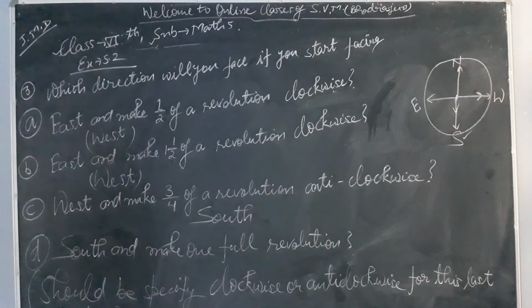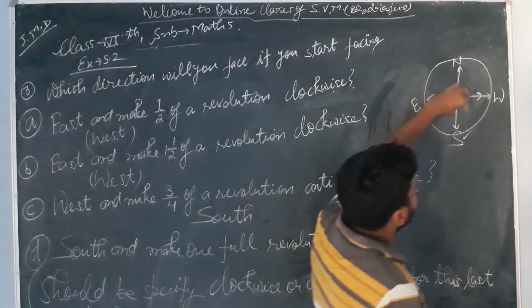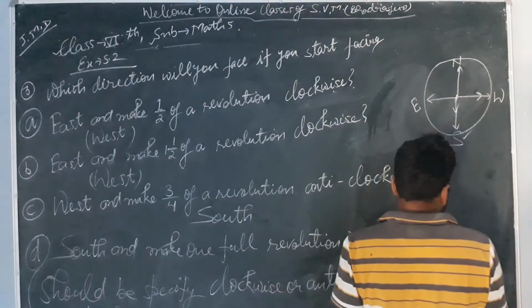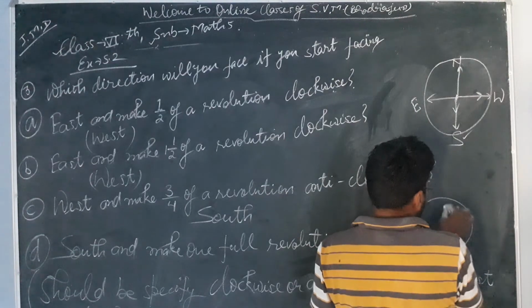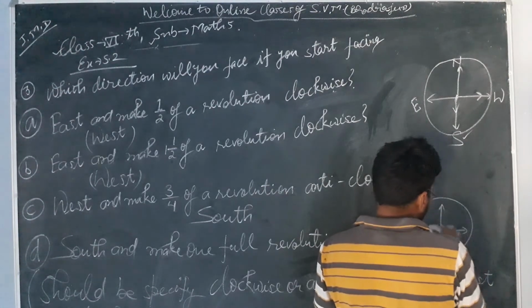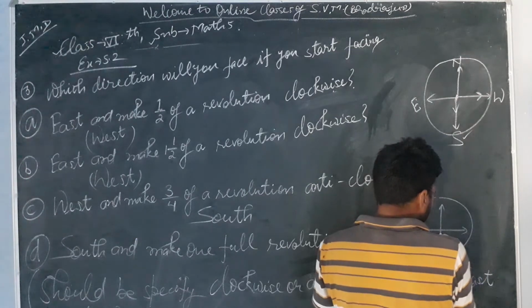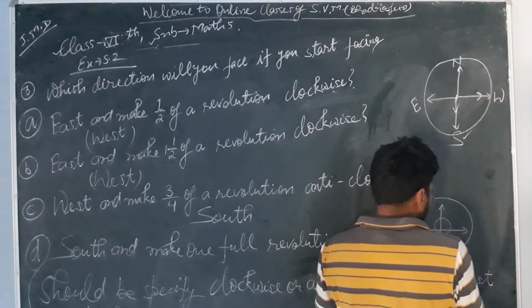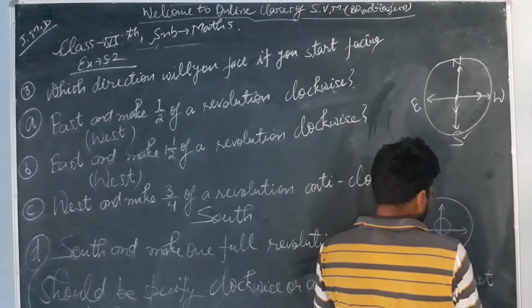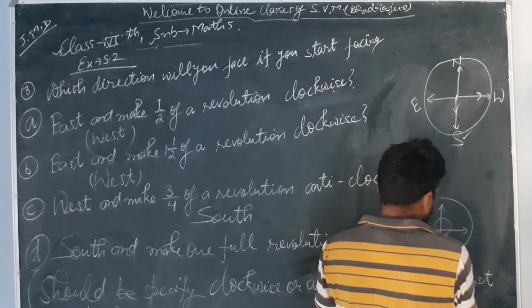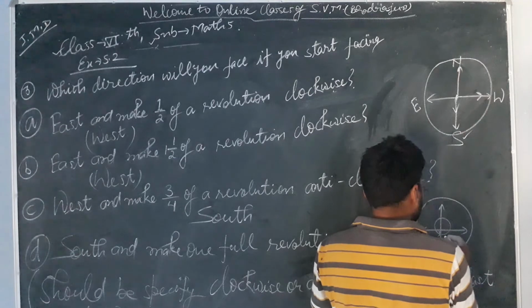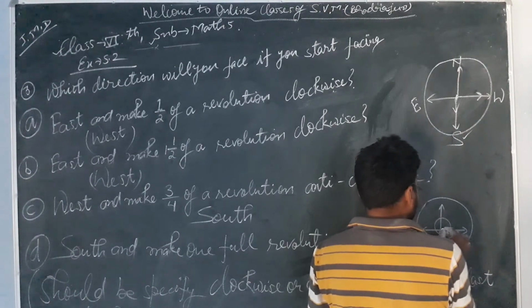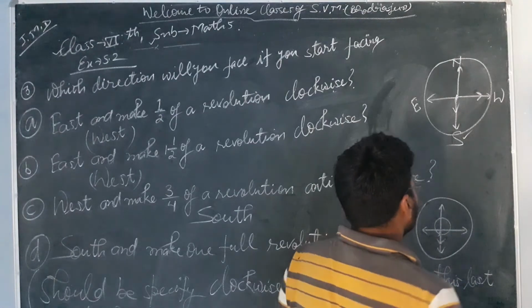Good. Okay, now listen. South and make 1 full revolution. We are facing towards south. In this part D, we are facing towards south and we are taking 1 full revolution. Then our face will come towards south only, in this direction only.